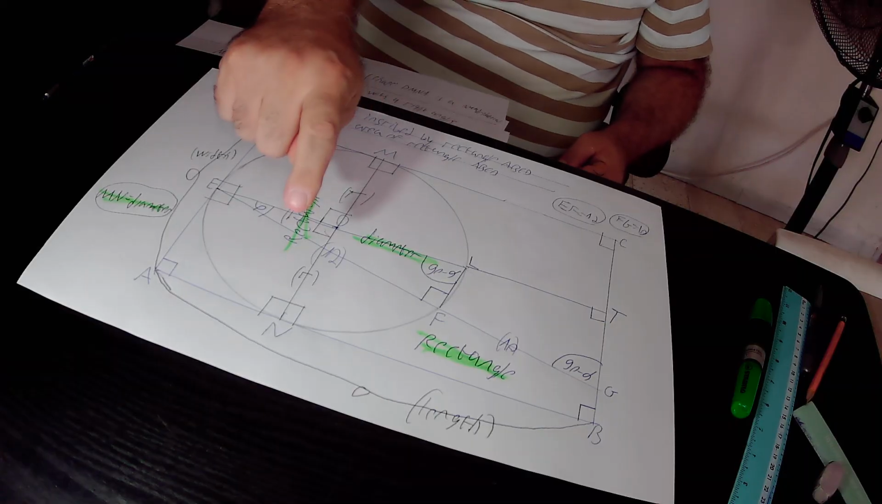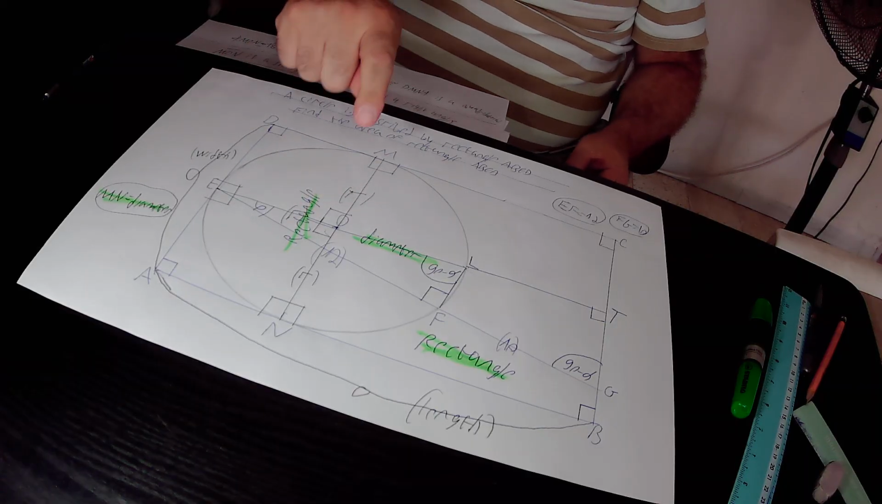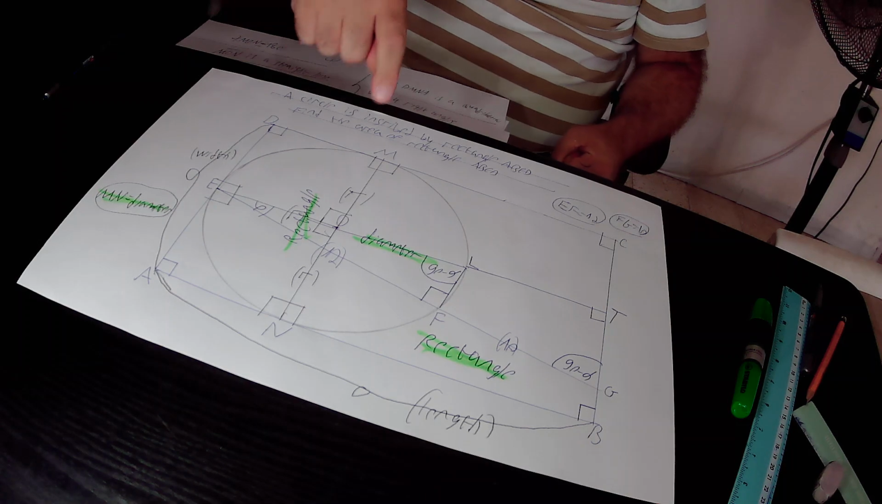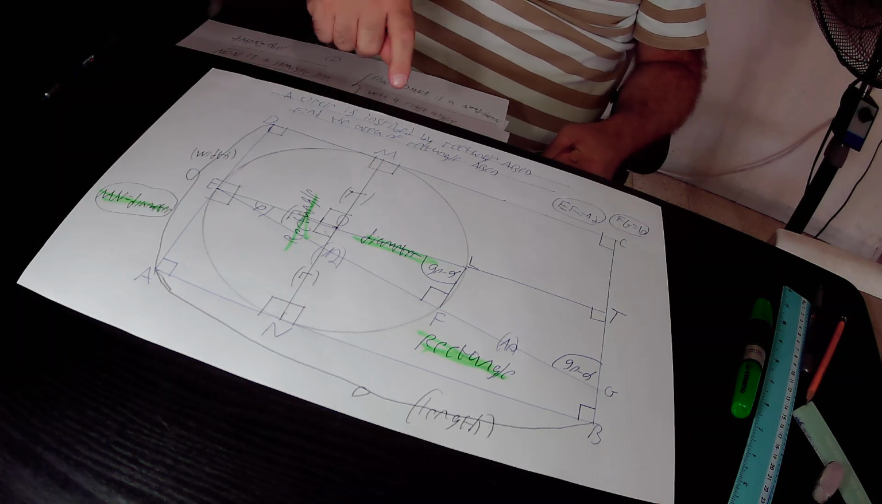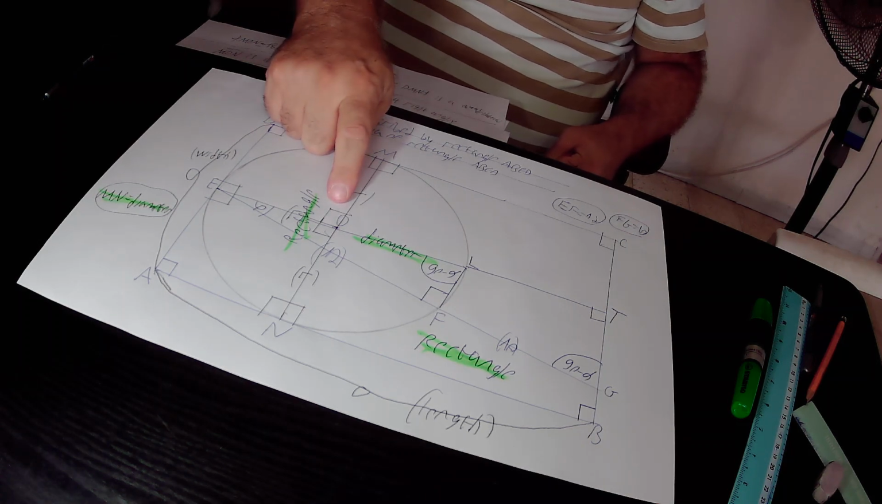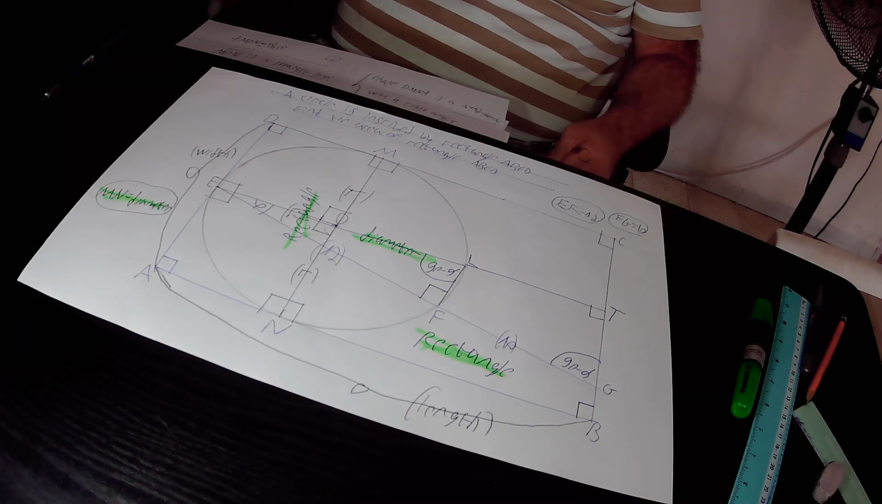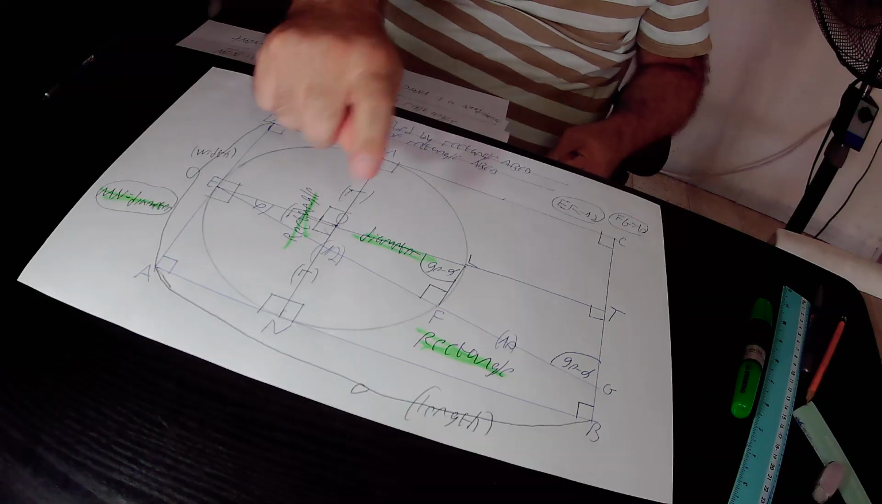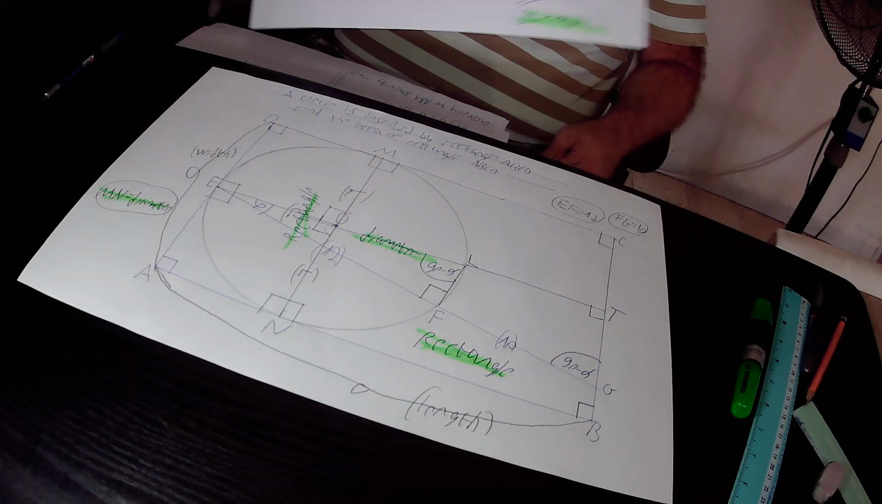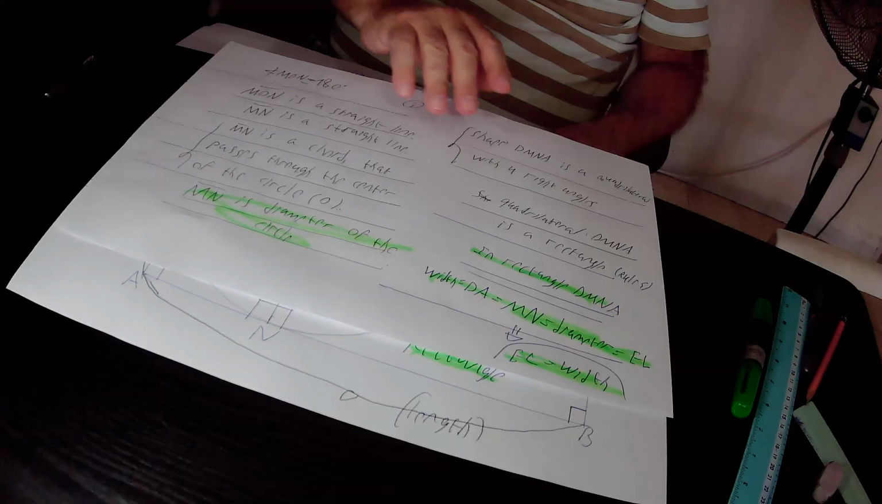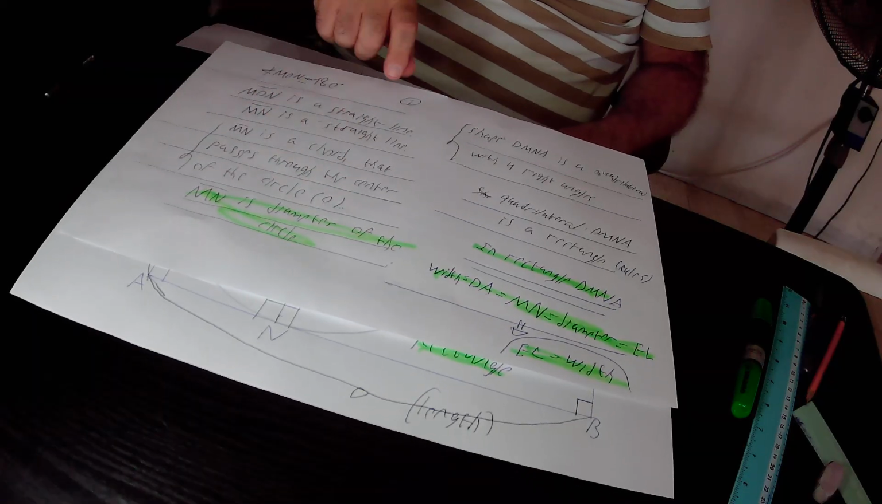MN is a straight line that touches the circle at 2 points, M and N, and therefore MN is a chord. MN is a chord that passes through point O, the center of the circle, and we know that any chord that passes through the center of the circle must be the diameter of the circle. Therefore, MN is the diameter of the circle. So again, we found that MN is the diameter of the circle.